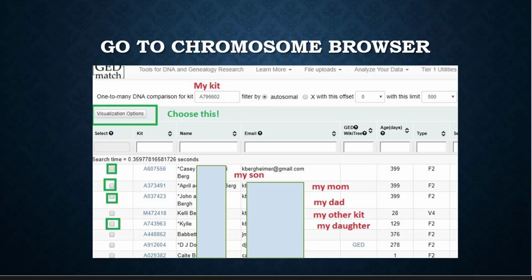Okay. So let's look at the chromosome browser. This is my kit, and this is compared to visualization options for my son, my mom, my dad, my other kit, and my daughter. I want to show you this because the chromosome browser tool has 2D and 3D imaging. You've probably seen that, and it looks kind of confusing. So I just want to run through that.